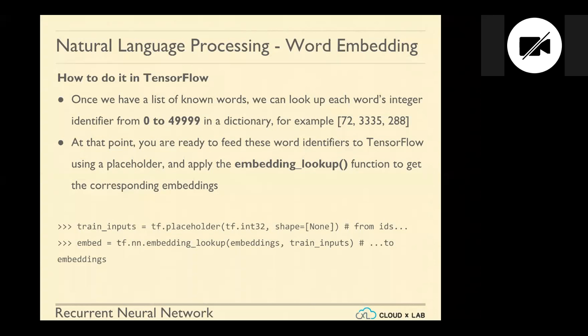So at this point, we are ready to feed these words to TensorFlow using a placeholder and then apply the embedding_lookup function to get the corresponding embedding. TensorFlow provides a nice function called embedding lookup. So let's say you have a dictionary containing embeddings. We could ask this function to look up the values for the training inputs. These training inputs are our words that we are feeding. So those are the keys here in this embedding.